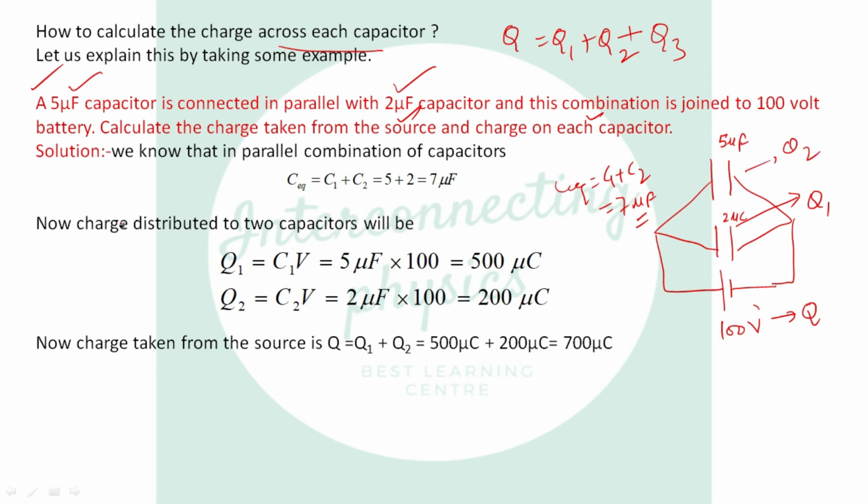Now charge is distributed to the capacitors according to this relation. I have already told you the charge distributed will depend upon this relation. Now Q1 equals C1V. So what is the value of C1? 5 microfarad, 5 microfarad into 100, which is 500. And what is Q2? It is 100 into 2 microfarad, that is 200. This is the charge across the first capacitor, this is the charge across the second capacitor. Now what is the total charge? It is Q1 plus Q2 equal to Q. In this way, we can calculate the charge on each capacitor and also the charge of the source.